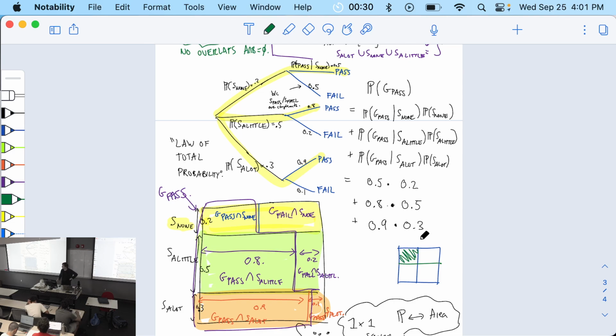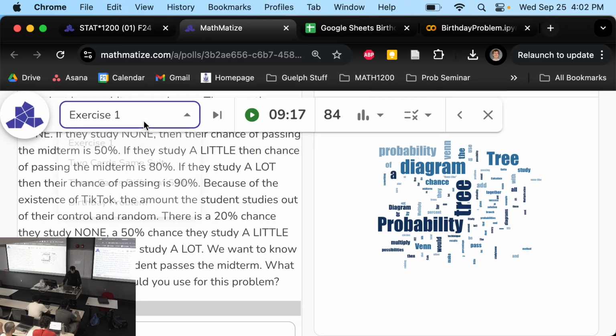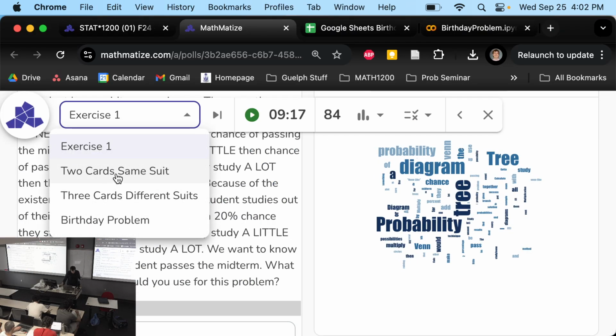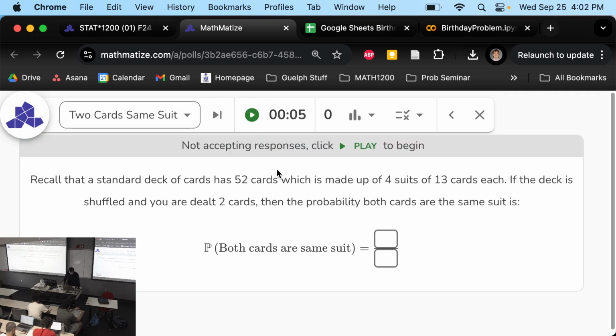Okay, we're going to do some more word problems, and I would like the last word problem that we do for the day to be the birthday problem. I know I mentioned this last week, but now hopefully we'll get there today. Last time, let me remind you of the 2 cards, same suit problem. Okay. So we did this one, I think, on Friday or something.